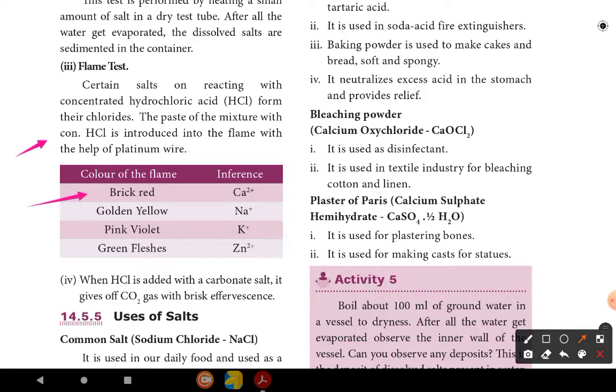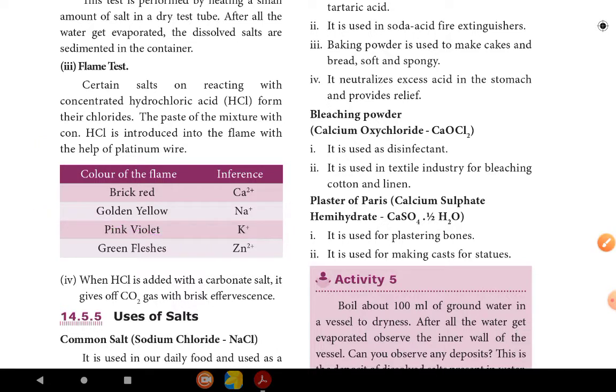For example, if it is brick red in color, then what is the salt, children? It should be calcium salts, Ca2+. Okay, and if the flame is golden yellow, then it will be sodium. Then if it is pink violet, then it is potassium. K+ stands for potassium ion, along with sodium ion and calcium ions. And then if it is green, then it will be zinc ions, zinc salts. You understand, children?